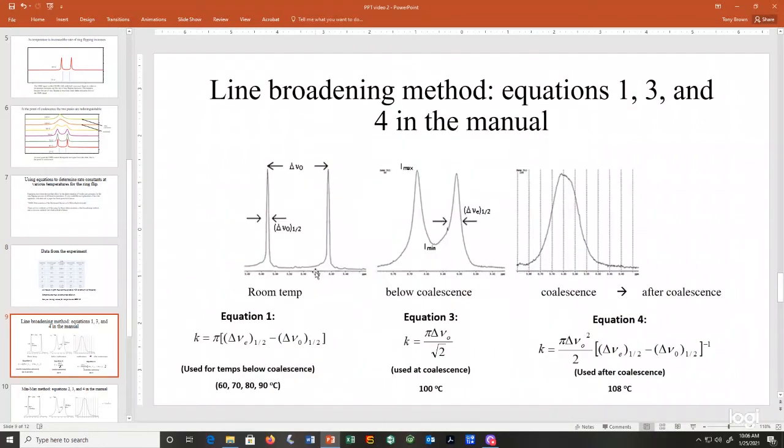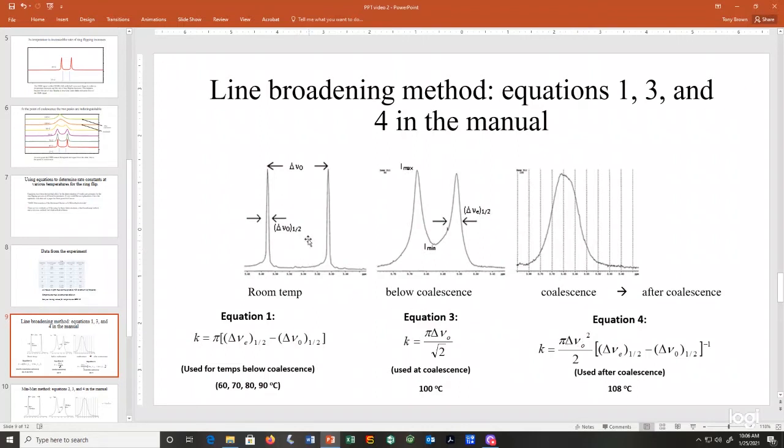So let's look at the line broadening method, and we're going to be using equations 1, 3, and 4 in the manual for this method. We want to make sure we know what these values are up here and be careful how we're applying them. So the delta frequency naught is for the room temperature value, so we're going to need to know the difference between the frequency here and the frequency there, and that'll be used right here, and it'll also be used over here in this equation, equation 4.